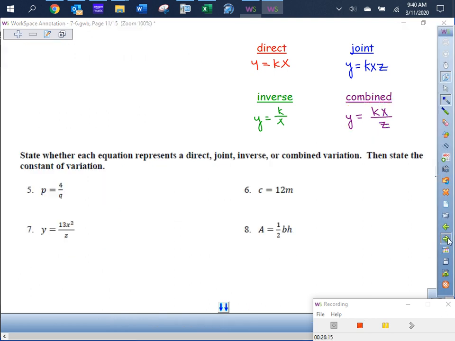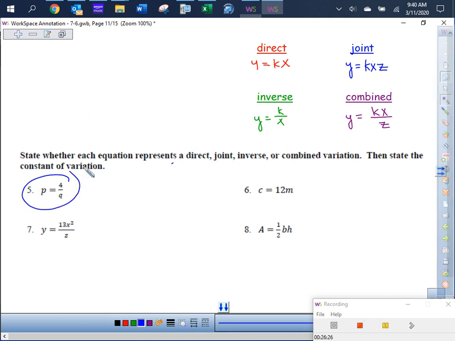All right, let's do the last ones really, really fast. They say state whether it's direct, joint, inverse, or combined variation. Then find the constant of variation. So you tell me, are there variables downstairs? Yes or no? How many? 1? How many variables involved besides the p, right? The p doesn't matter. Over here, how many variables involved besides the p? Just 1.